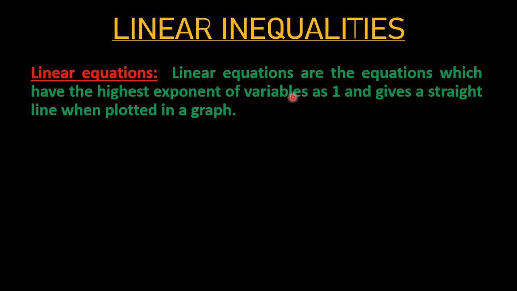So the highest exponent of variable here should be 1, because if it is 2 then we call it quadratic equation. So an example of linear equation here is 5x plus 6 equals 0. Here the variable is x and the power of x is 1. So we call it linear equation in one variable. And this is the example of a second linear equation. But here two variables are used and the power of x and y is 1. So it is called linear equation in two variables. If we plot this, then we'll also get a straight line on the graph.